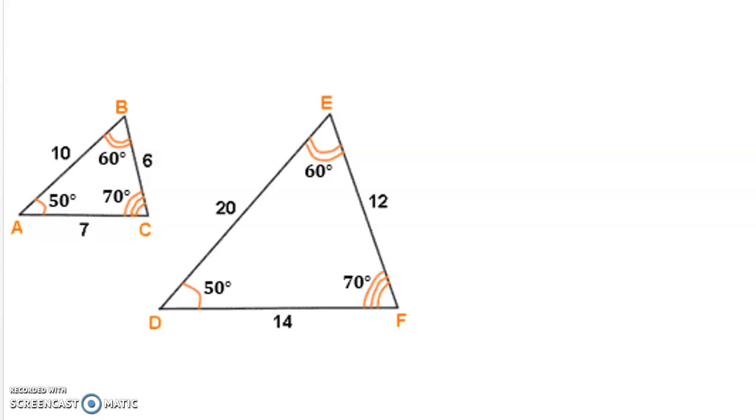The scale factor of these two similar shapes. It's very simple. Here's what we're going to do. If I'm going to find the scale factor, first I have to identify which triangle is the original and which triangle is the image. So I'm going to mark right here that this triangle ABC is the original. I'm going to put an O in the middle there.